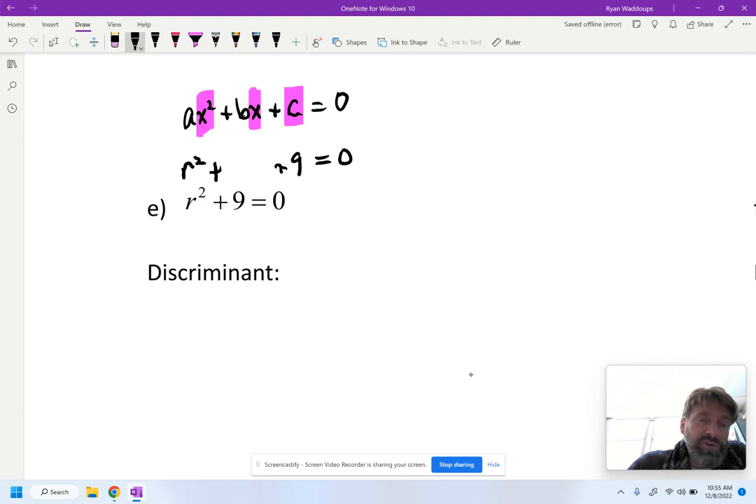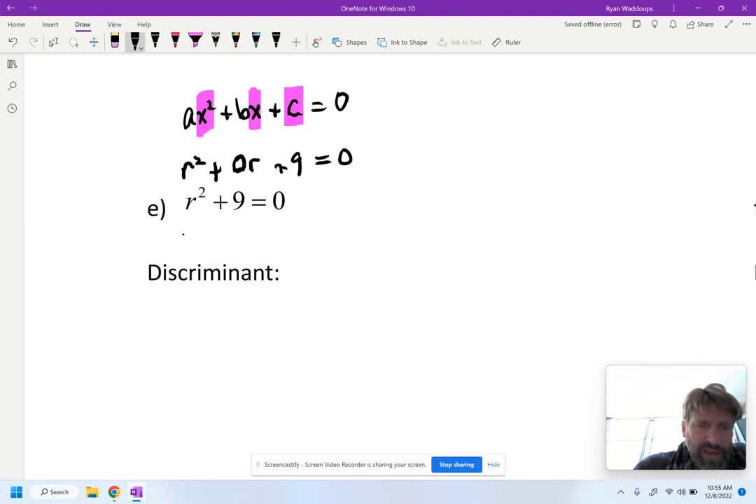What do I add to a number that doesn't change its value? If I have 3 plus some number equals 3, that number has to be 0. And so essentially I'm going to add 0 here, but I'm going to write it as 0r, just so that it looks a little bit like what we have in the standard form.